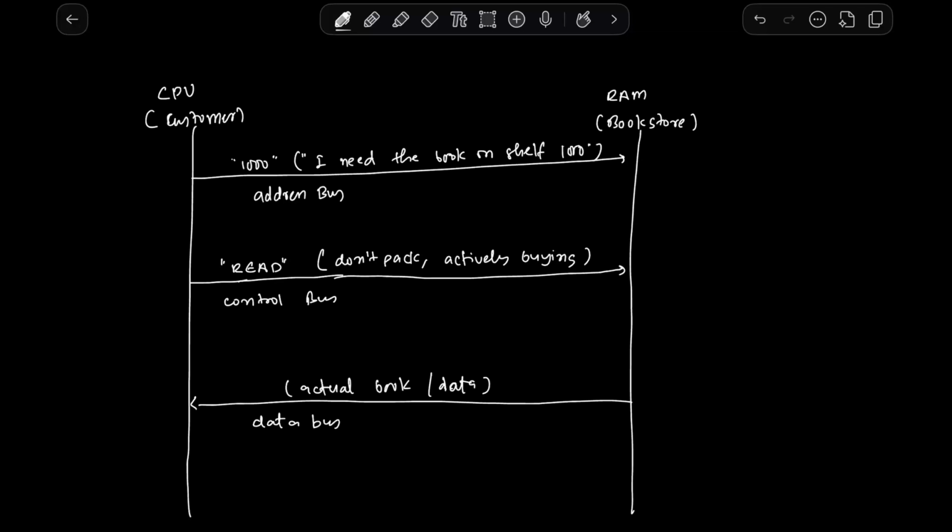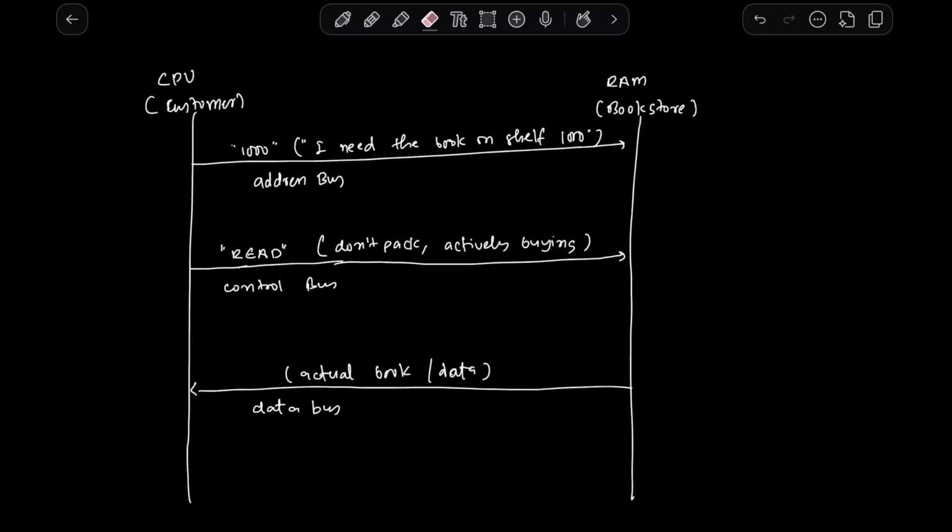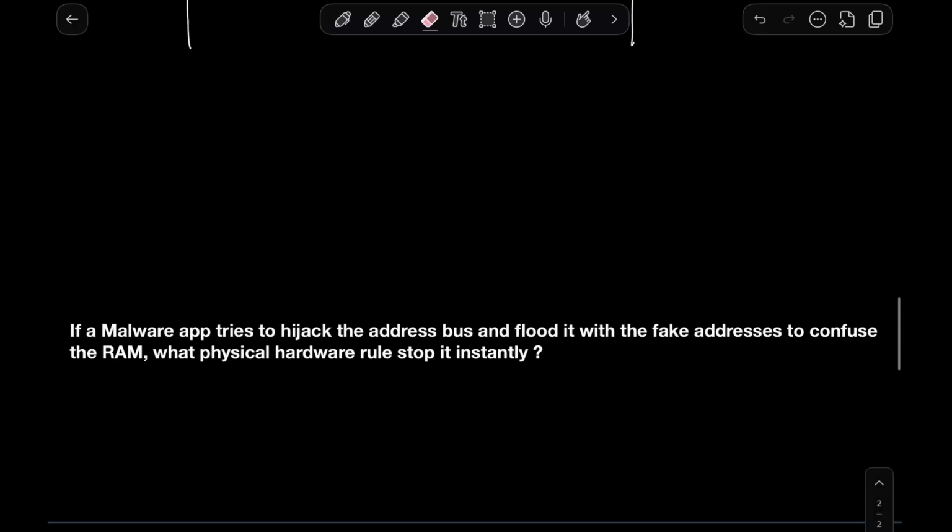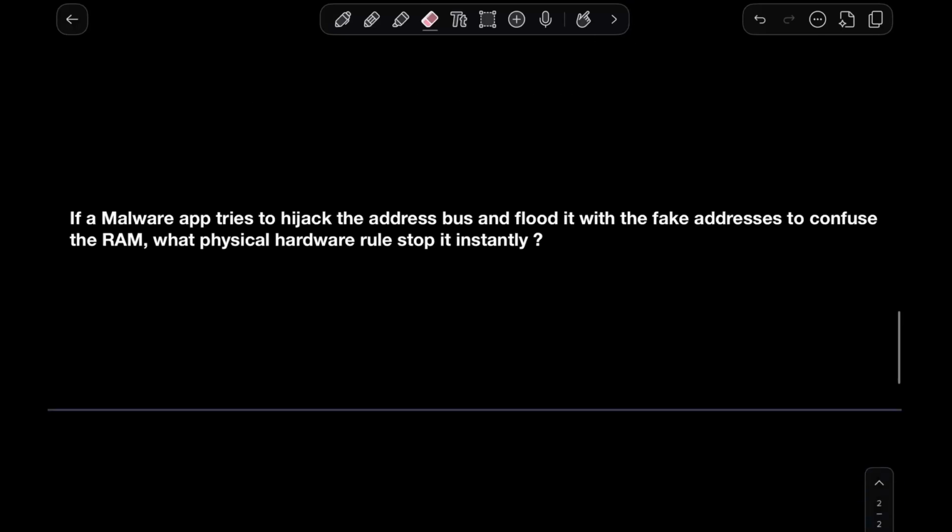So that's the whole architecture of the system bus. Now that we understood the system bus, there's a question for you. Actually, two, one of which I'll be answering, and the second one is for you to think and answer for yourself. The first one is, let's suppose there is some malware app which tries to hijack the address bus and flood it with fake addresses so that it could confuse the RAM. So what is the actual physical hardware rule that stops it?